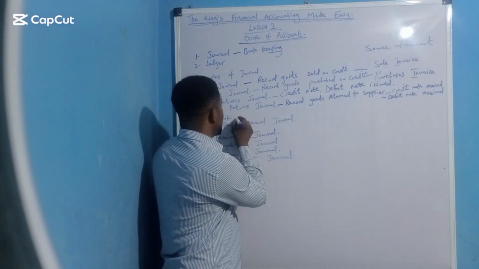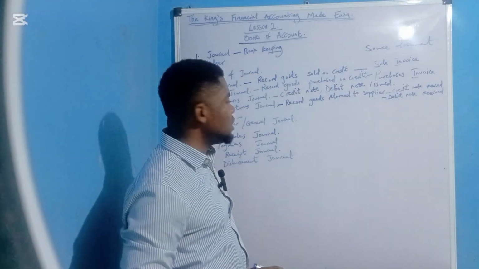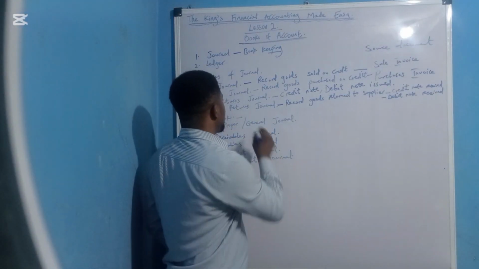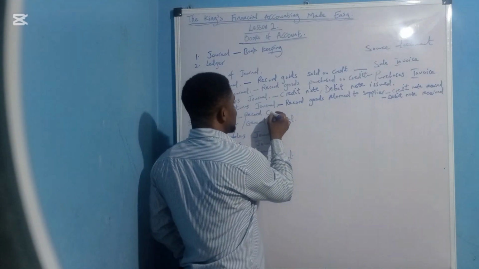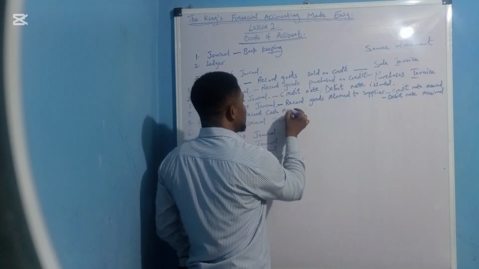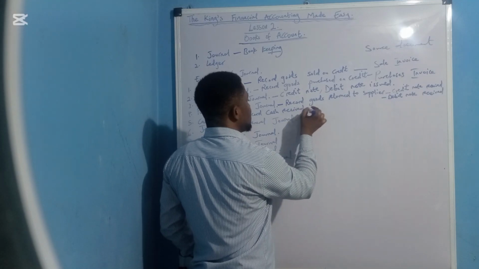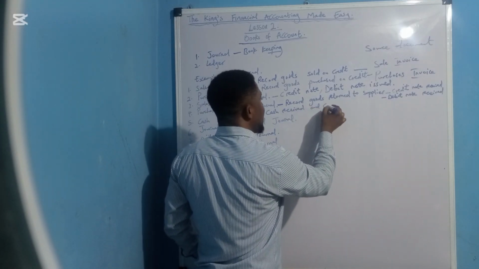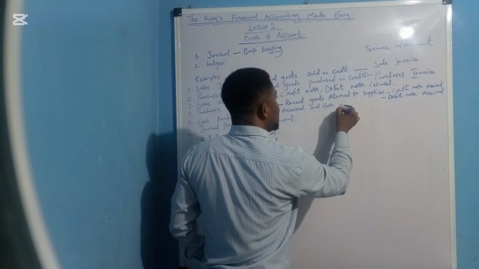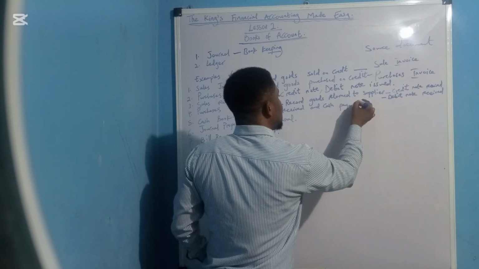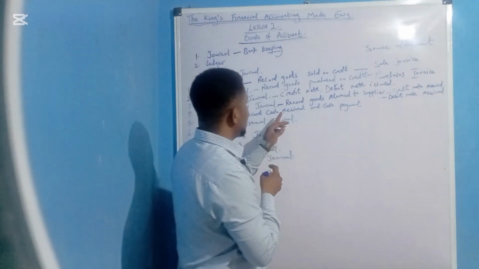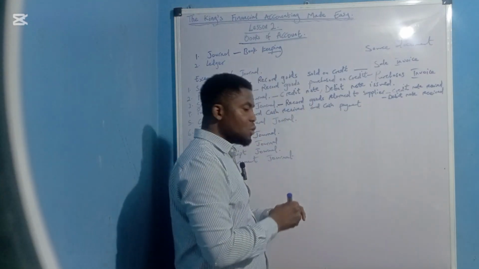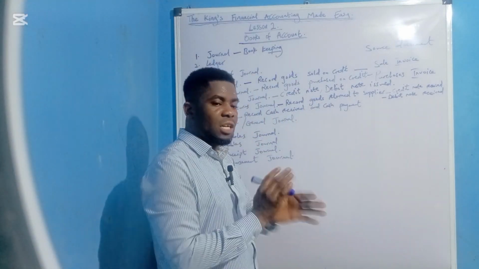Now, the cash book. The cash book here is used to record cash received and cash payments. It's only for cash transactions.